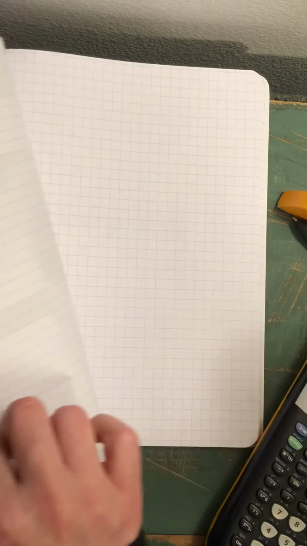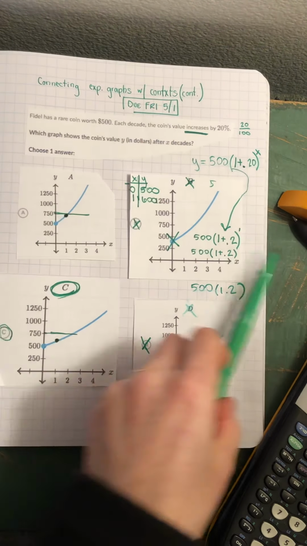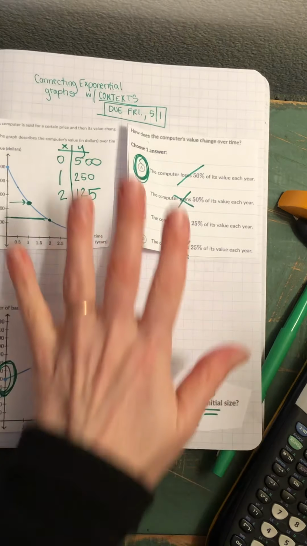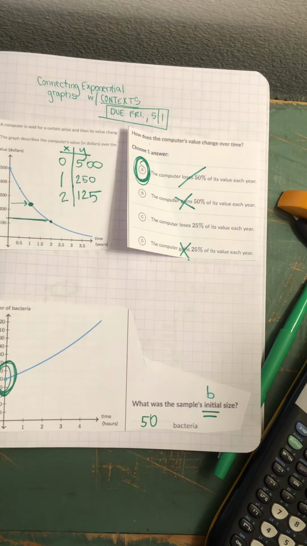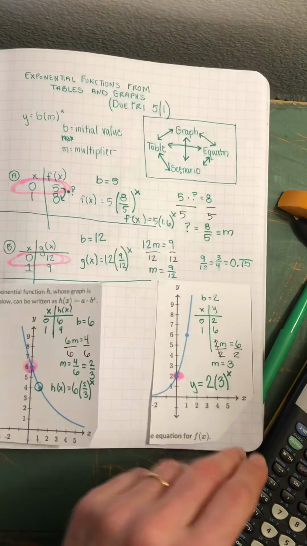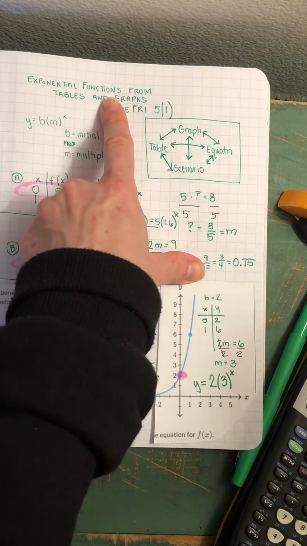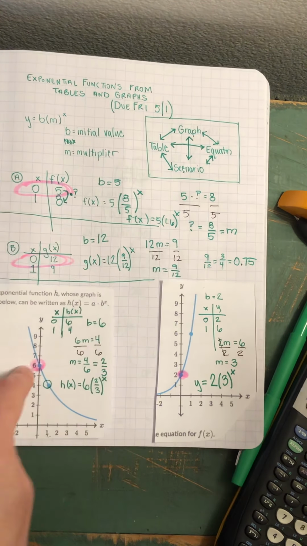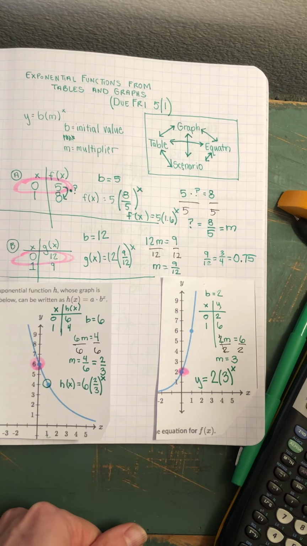And I think that's it, guys. That's it for this week. You should be ready to do, again, this one called Connecting Exponential Graphs with Contexts. This was kind of the same situation. The suggested due date is Friday. And then this is the other practice set, called Exponential Functions from Tables and Graphs. So those are some examples that will help you do that practice set.